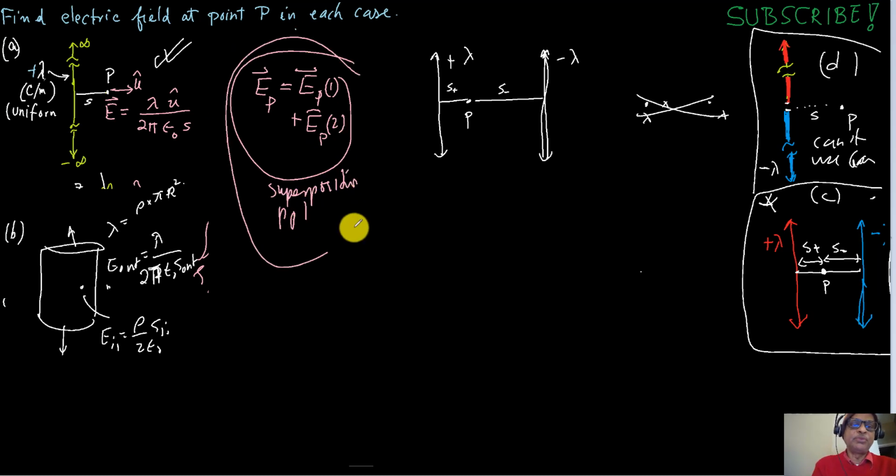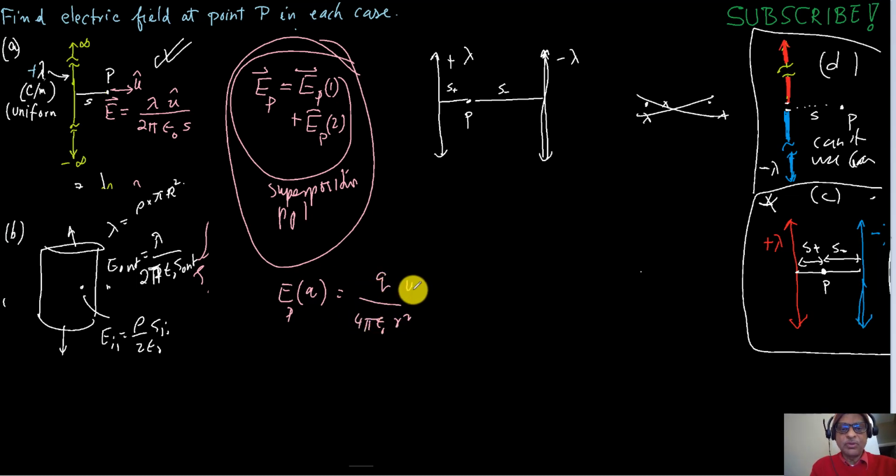And this is a very important principle of electric field, because if you look at the electric field from any charge Q at some point P, it is Q over 4 pi epsilon naught r squared u hat, right? So it is linear in Q. So if I have a whole bunch of Q's, I can just add them up vectorially.